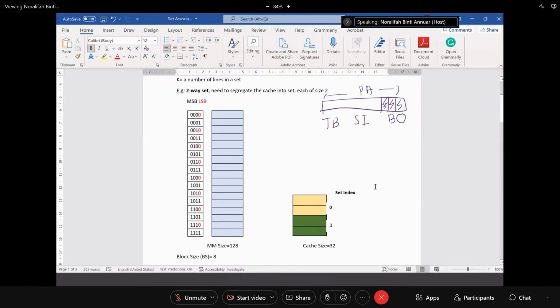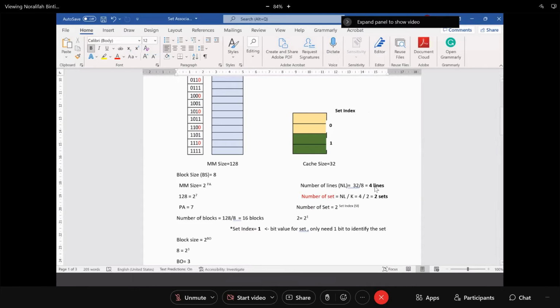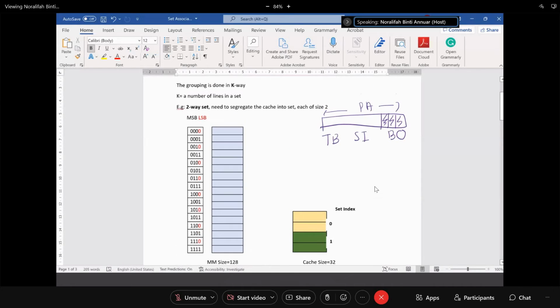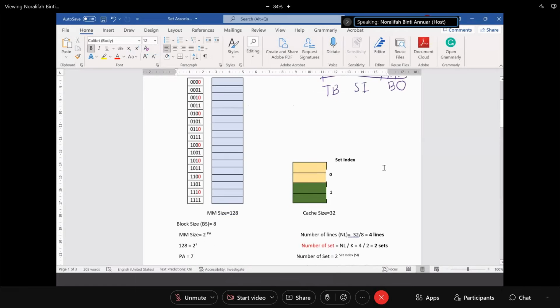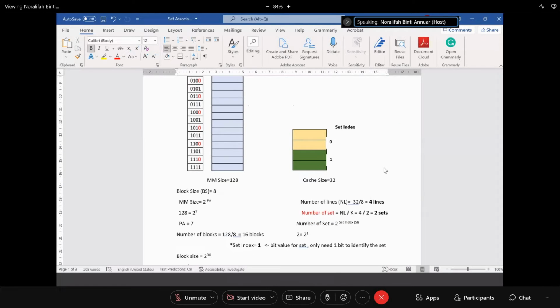How to get set index? Okay, number of lines 32 divided by 8, you got 4, right? So kita gunakan set associative mapping. So dia kata, let's say the question said it is two-way. Katakan contoh 2. So number of sets is number of lines 4 divided by K, so you will get 2 sets. And then what's the index?